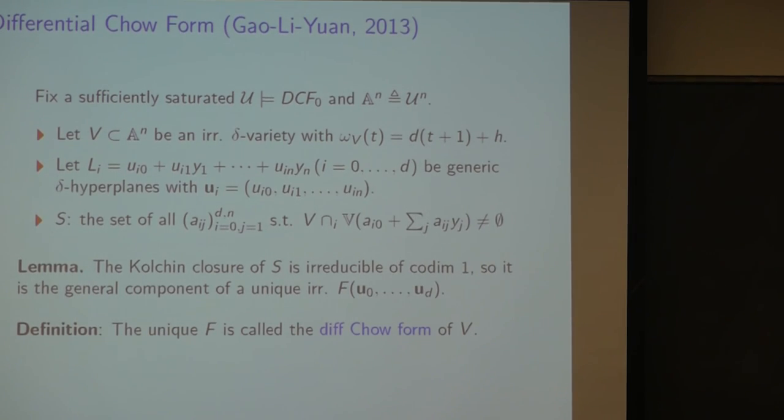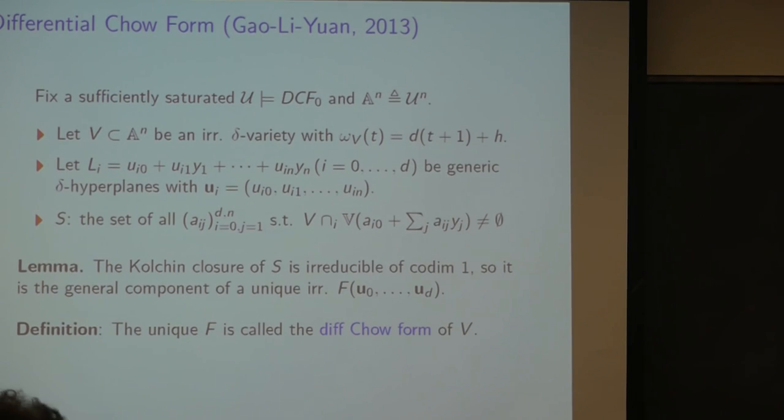Since differential algebraic geometry is the generalization of algebraic geometry to differential equations, it is natural to generalize the Chow forms and the Chow varieties to the differential case. And our work on differential Chow forms in the ordinary differential case can be regarded as the beginning of such work. So here we review some basic theory about differential Chow forms.